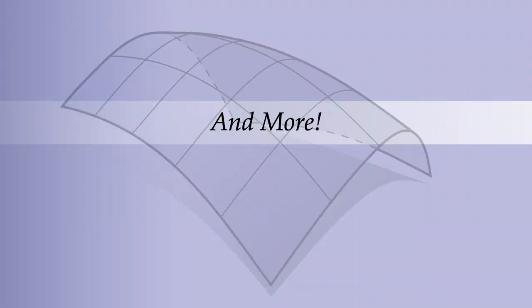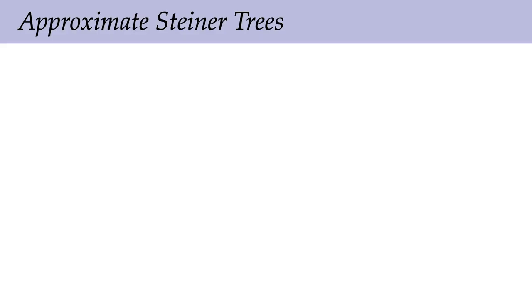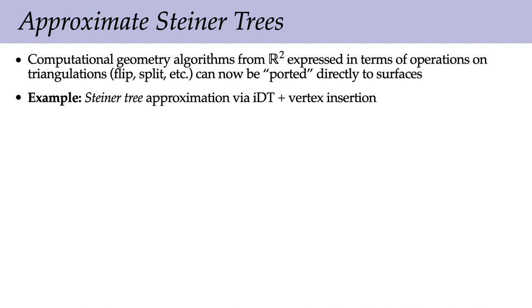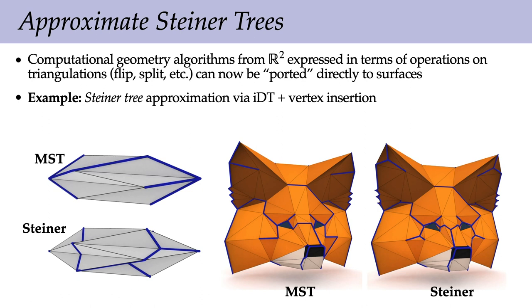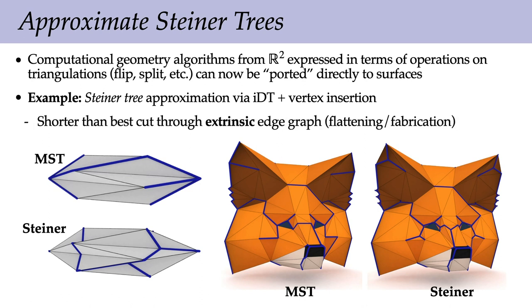And even more broadly, intrinsic triangulations play an important role because they allow us to port all kinds of 2D geometric algorithms and run them along surfaces in a simple but rigorous way. Here's one example. We can compute approximate Steiner trees on surfaces by borrowing an algorithm from the planar setting and applying it exactly as stated on an intrinsic triangulation. As we might expect, this yields better cuts in the resulting graph than taking the cuts on the original extrinsic edge graph, which might be very useful in the context of surface flattening and fabrication. This is just one particular case, but more broadly, you can imagine taking all kinds of algorithms from computational geometry and just running them on surfaces now that we have these intrinsic triangulations that allow us to manipulate surface meshes much in the same way we would manipulate a triangulation of the plane.